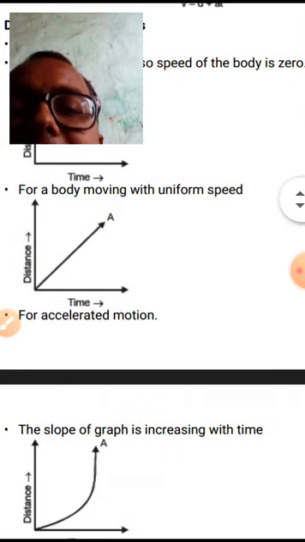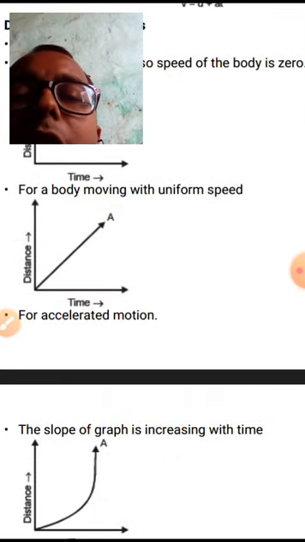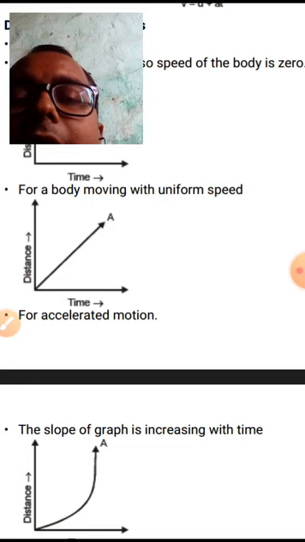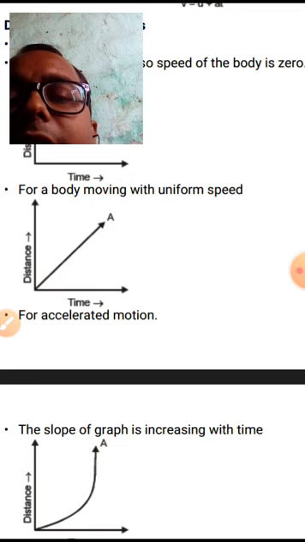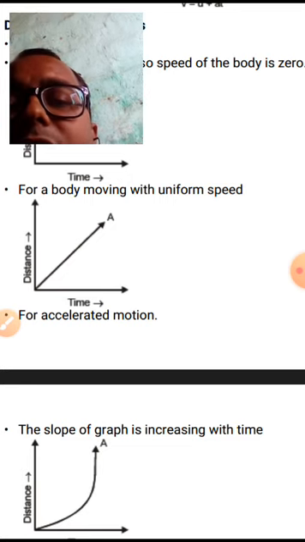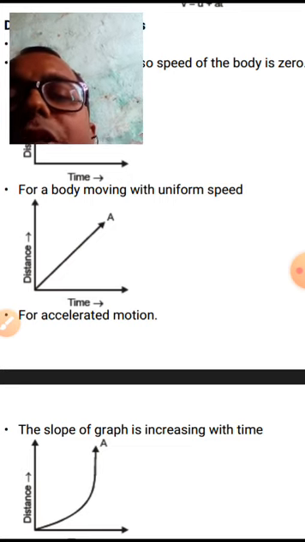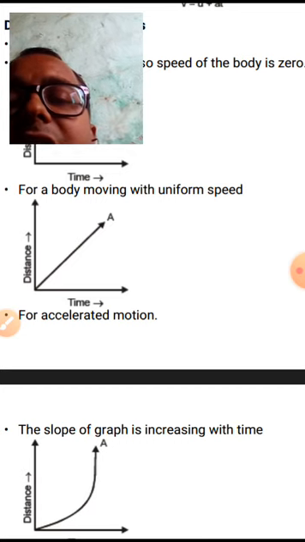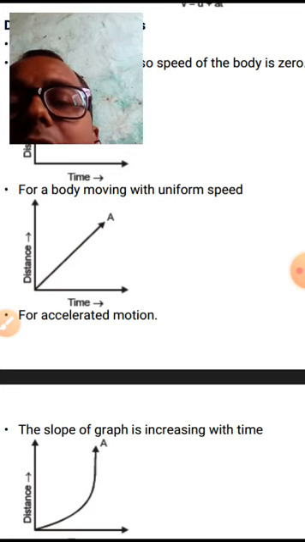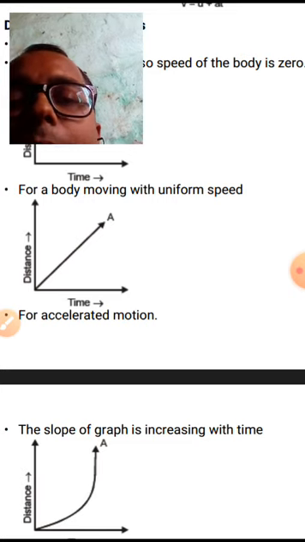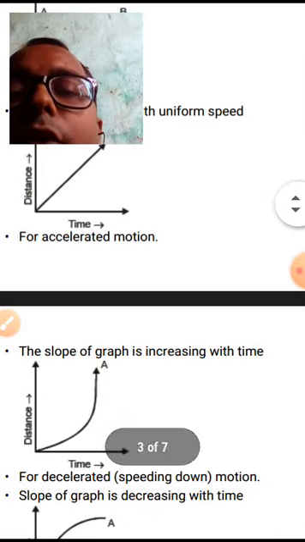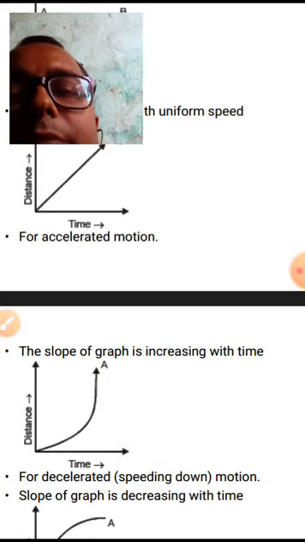In the second graph, for a body moving with uniform speed, the x-axis shows the time and the y-axis shows the distance. The object starts from the origin and reaches point A, with a change in distance with respect to time. So equal distance is travelled in equal time intervals, hence this is uniform speed.